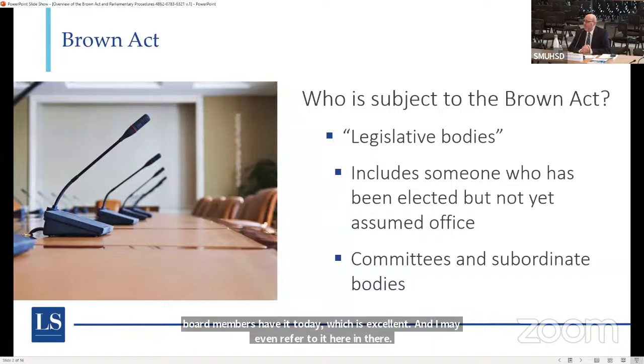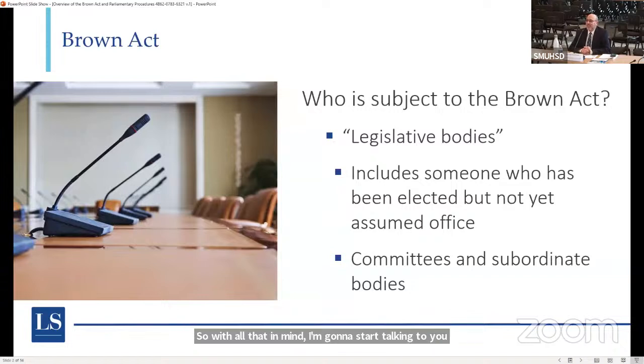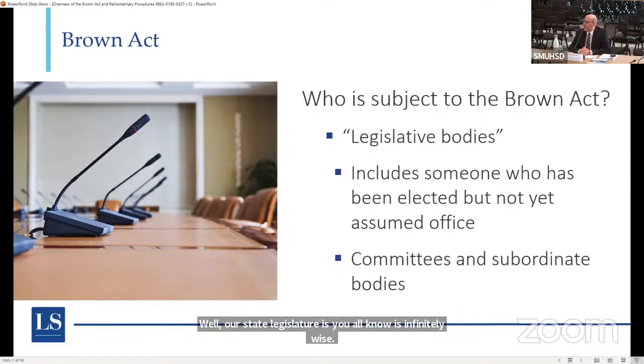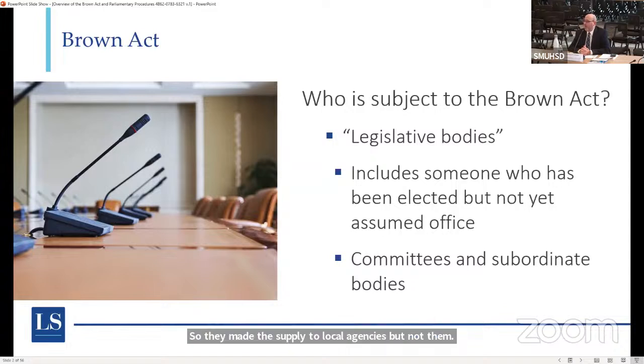And again, please interrupt, ask questions, challenge, question. The first thing is, who is governed by the Brown Act? Well, our state legislature, as you all know, is infinitely wise. So they made this apply to local agencies, but not them. This does not apply to state bodies. It only applies to local agencies. The Bagley-Keene Act, which applies to state agencies, actually is a little bit easier and more straightforward. So good job, legislature, making our life challenging.